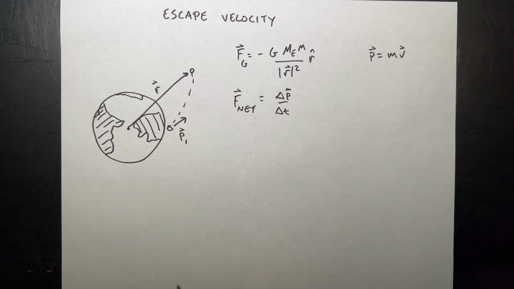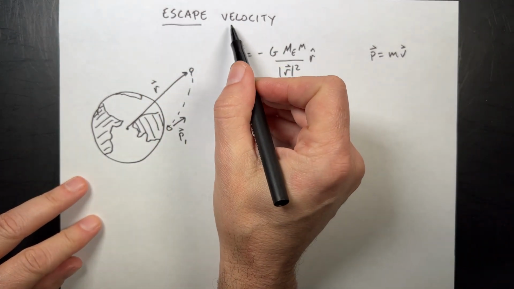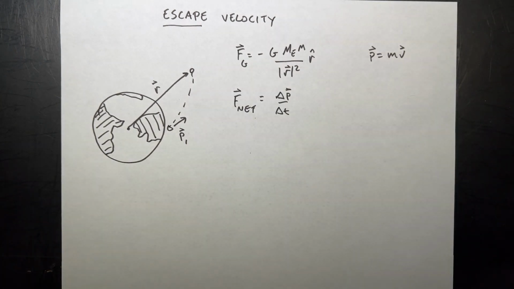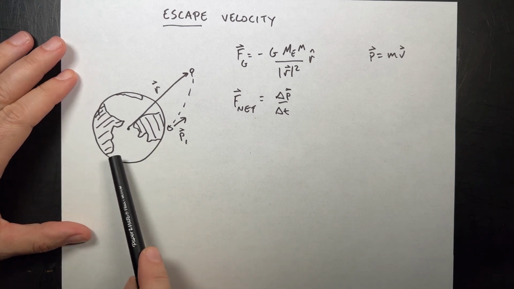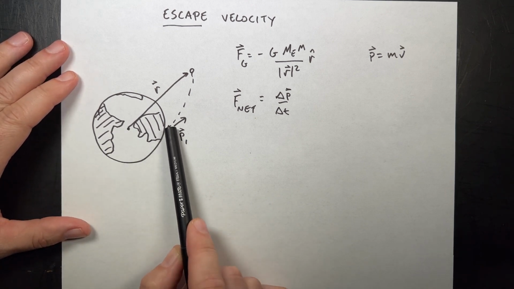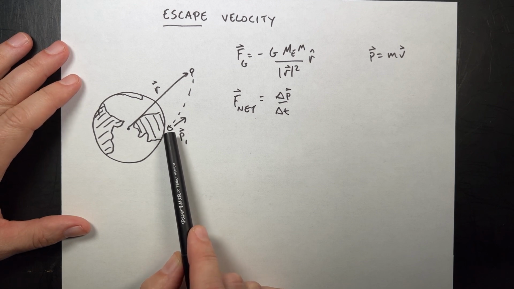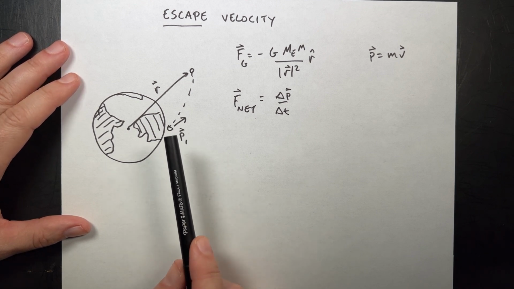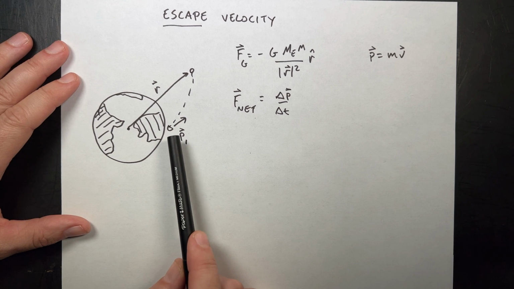Let's talk about escape velocity. I want to do this in a little bit different way, but let me first start off with the situation. Suppose that we have the Earth, and we have some object that's launched with an initial velocity. There's no air resistance, there are no rockets, it's just given some initial velocity.